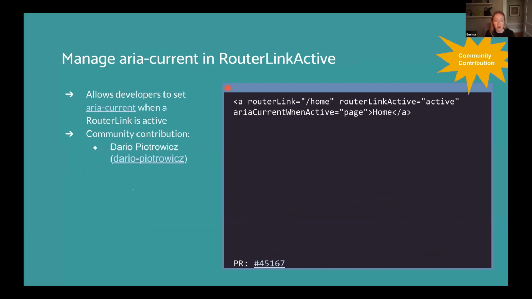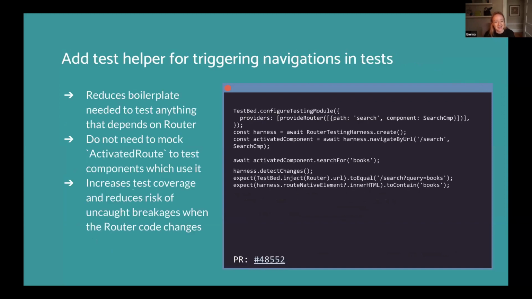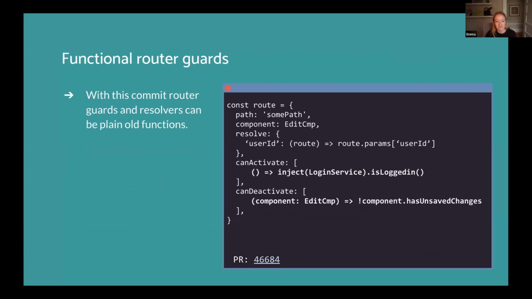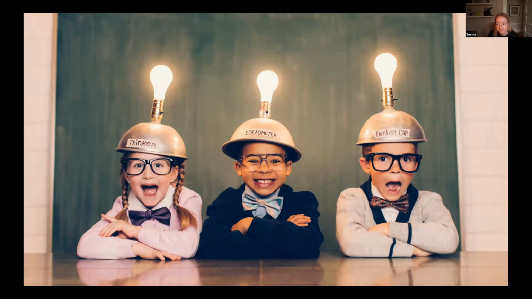You can also manage ARIA current. So you can actually directly within your router link define ARIA current. And we added test helpers that allow you to trigger navigation and test, plus functional router guards. I think that's a lot, and I'm trying to go fast just to reach the end because I know we're at time. But if you're interested in any of these, again, I think this is recorded and there's PR links on all of these with more details.